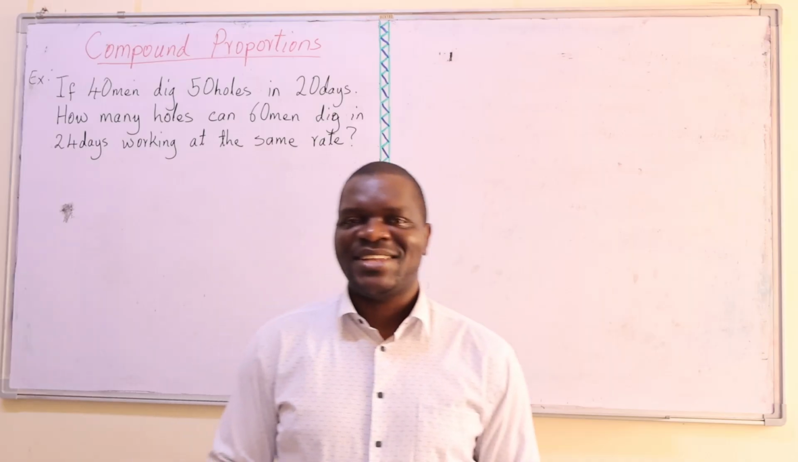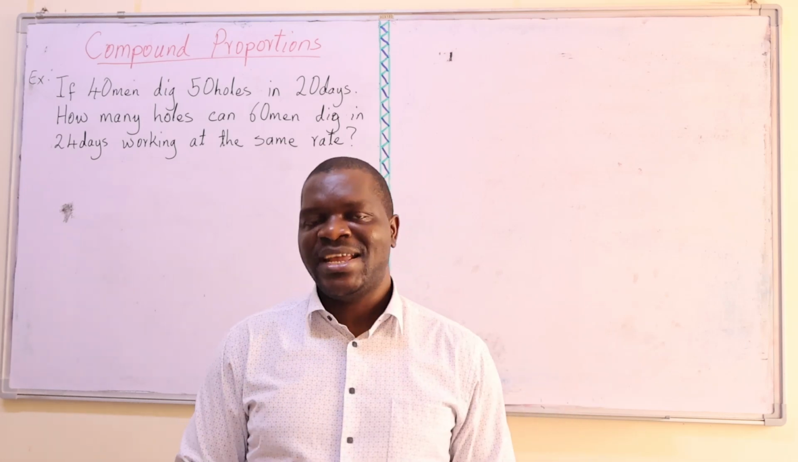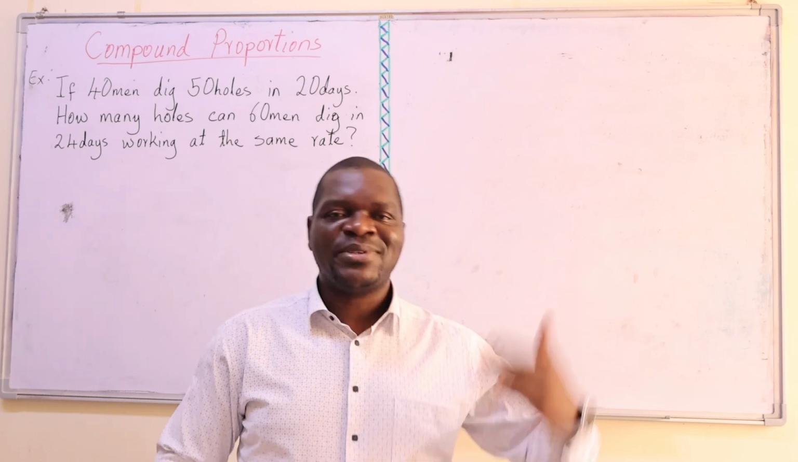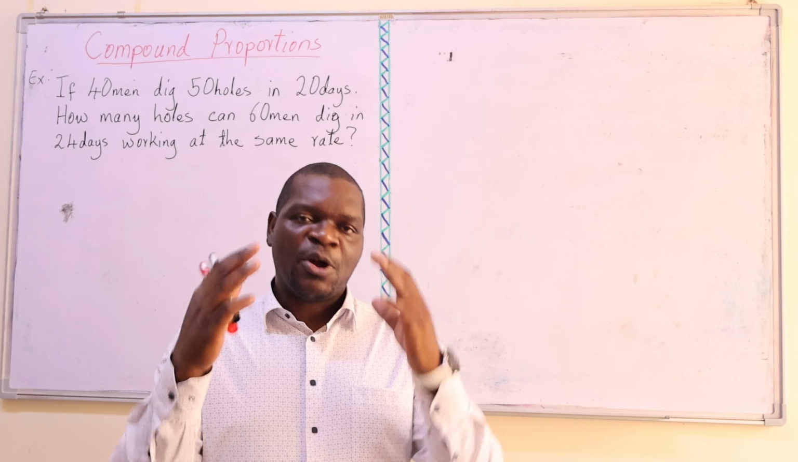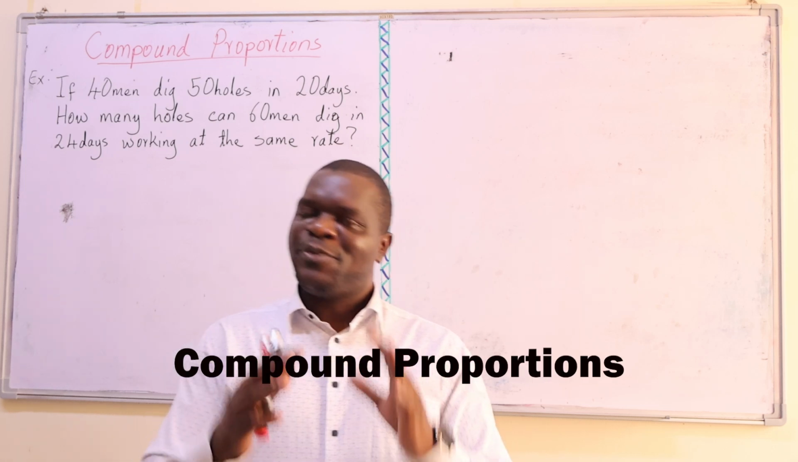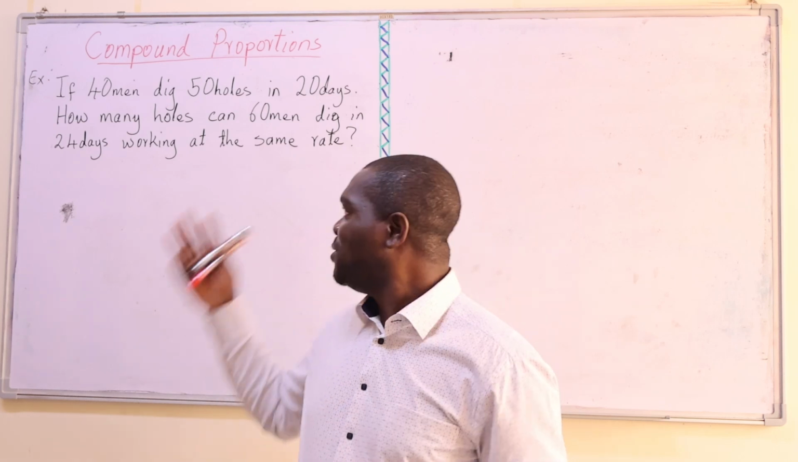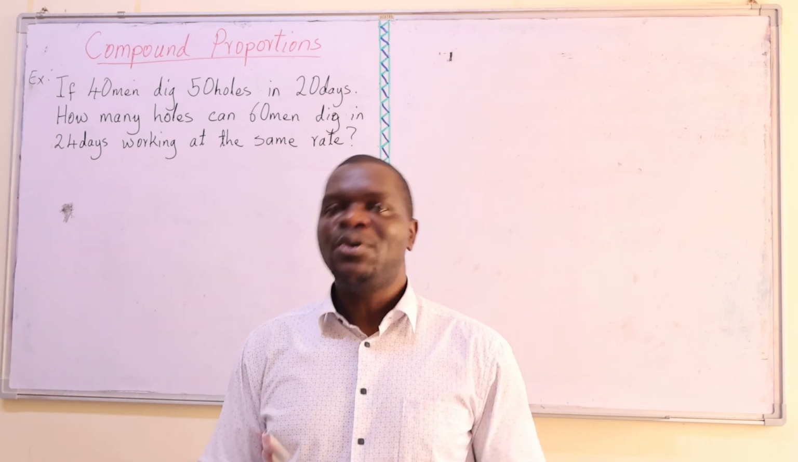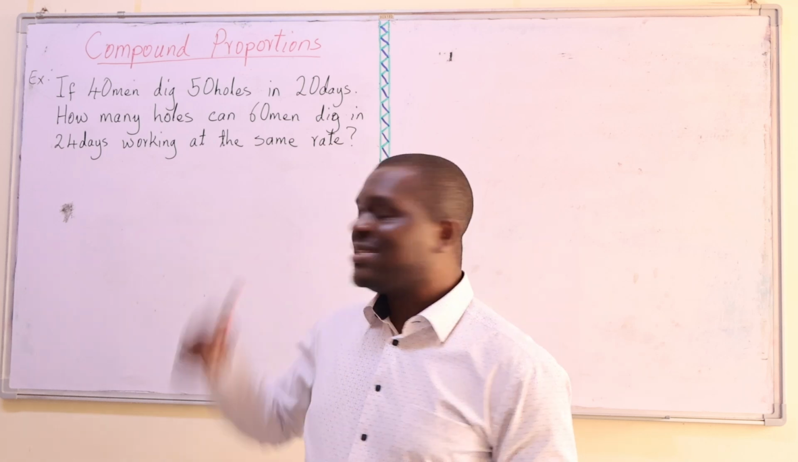In our last lesson, we solved problems on simple inverse proportion after solving simple direct proportions. And today, as you can see on the board, we'll be doing compound proportion. Follow up step by step so that you can be able to understand how to solve problems when it comes to proportions or compound proportions especially. Here is our first example.